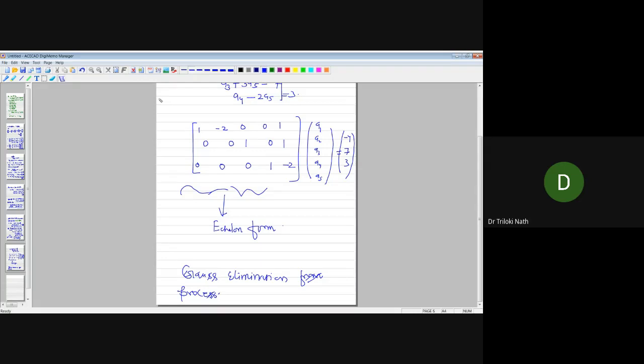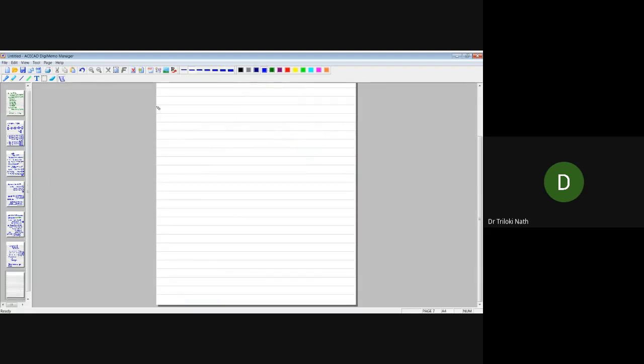Fine. So now you cannot reduce this matrix further because it is already in the echelon form. Okay, so we are done. So what is the solution now? So the solution is that. Let me take the next page. So if you multiply this, what do you have?